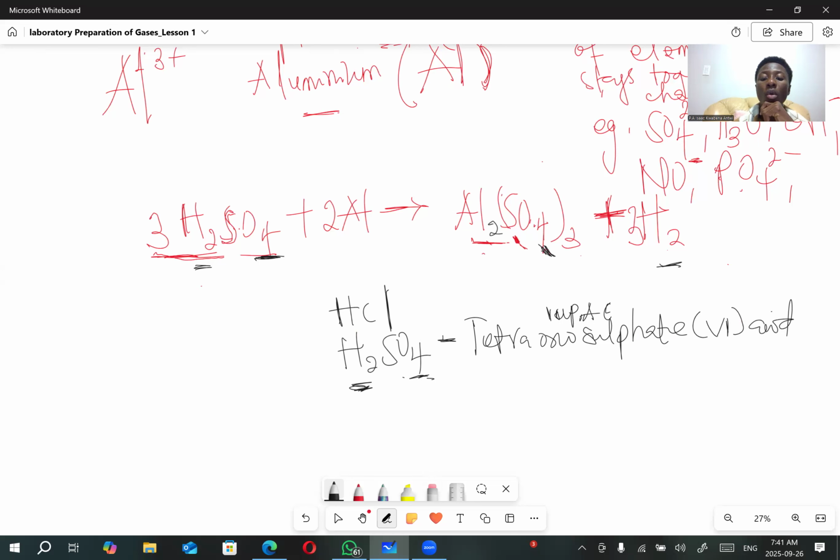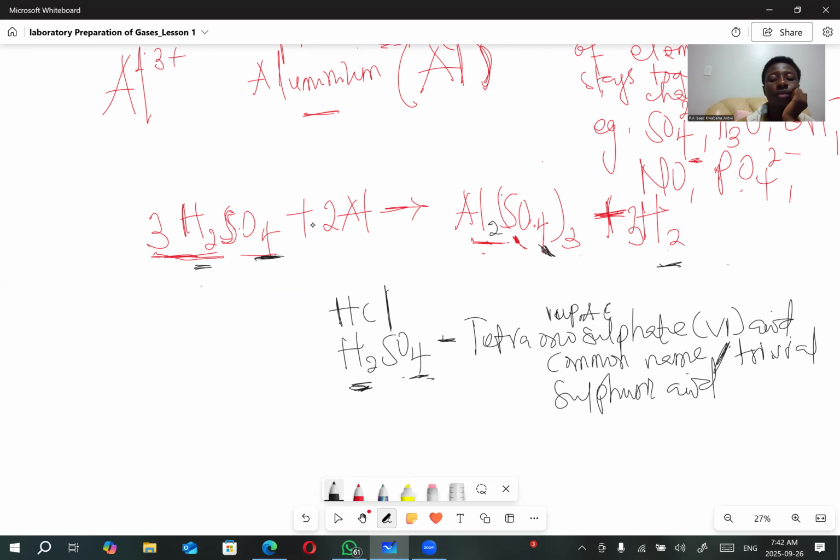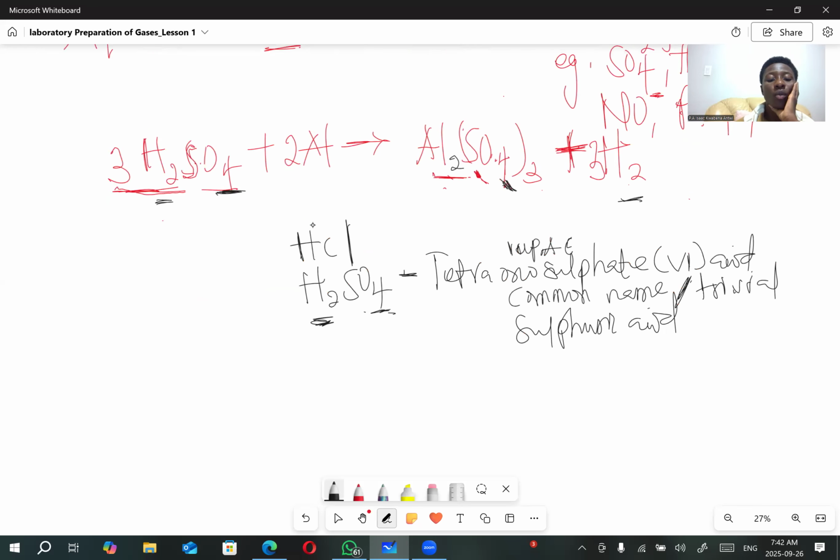Then I said the common name, because there are questions they'll ask you. The common name is sulfuric acid. Back in the days, there were common or trivial names. They attached a common name to certain elements, trivial or common name. Then there's another acid, HNO3. The IUPAC name we read from the back. Tri for three. Hold on.